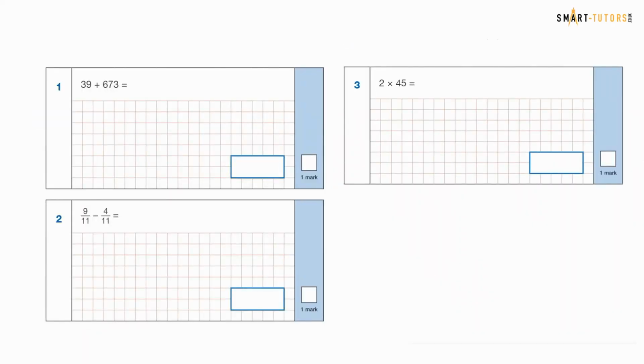Question number 1 is 39 plus 673. So this is a 2-digit and 3-digit addition. The easiest way is column addition. So 673 add 39. 9 add 3 is 12, so 2 carry the 1. 1 add 7 is 8, plus 1 is 9... and 6 add 3 is 9? The answer is 712. Very well done. That is the correct answer. I don't need to add anything more to the explanation. The correct answer for question number 1 is 712.